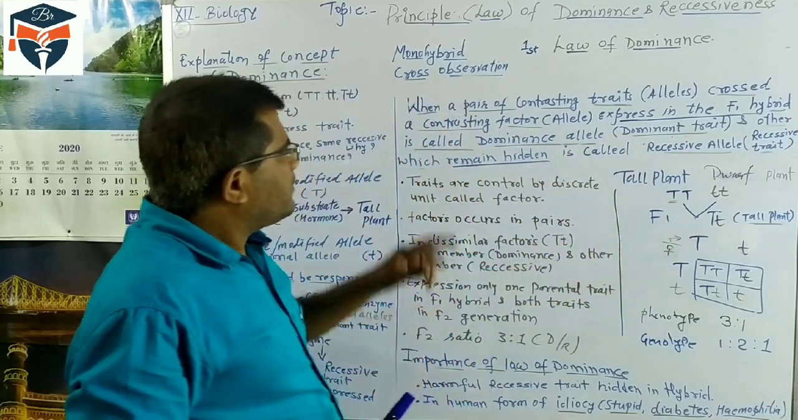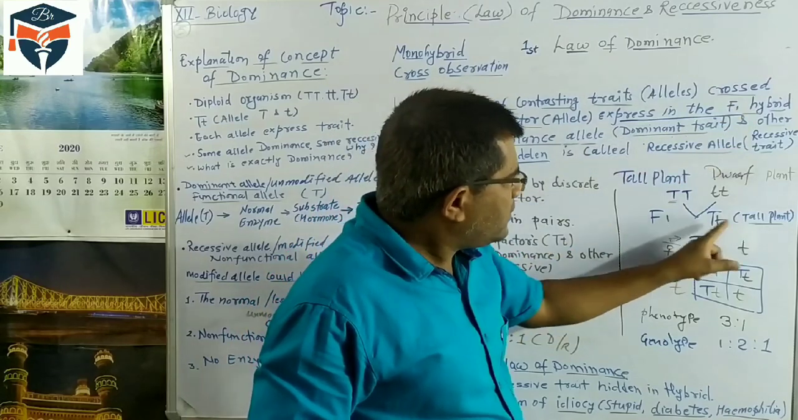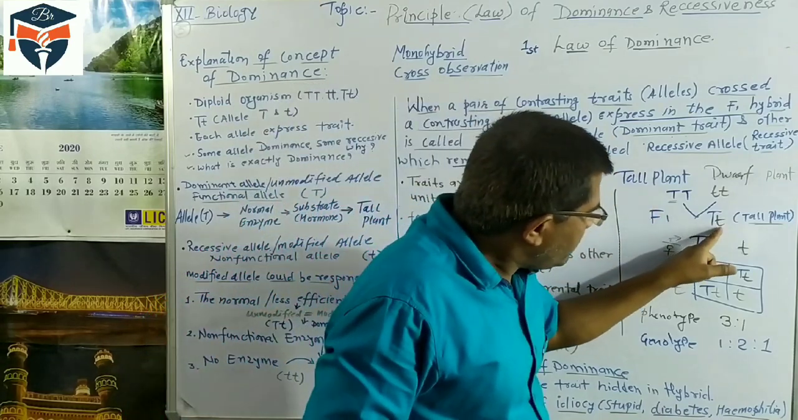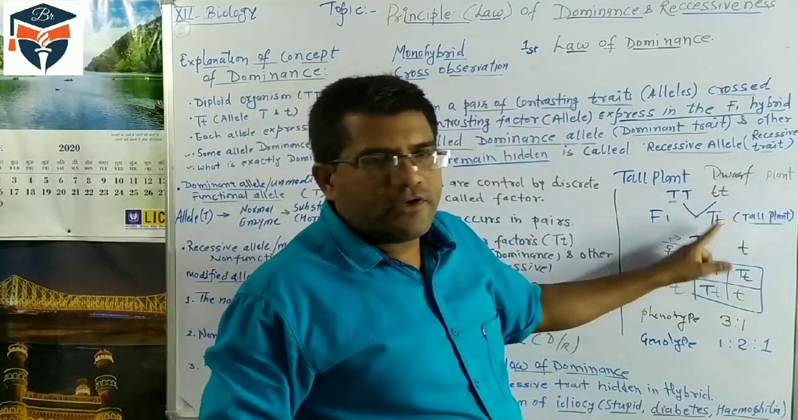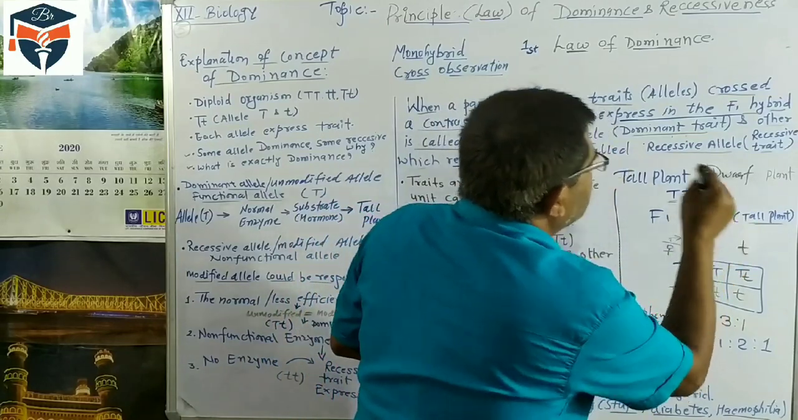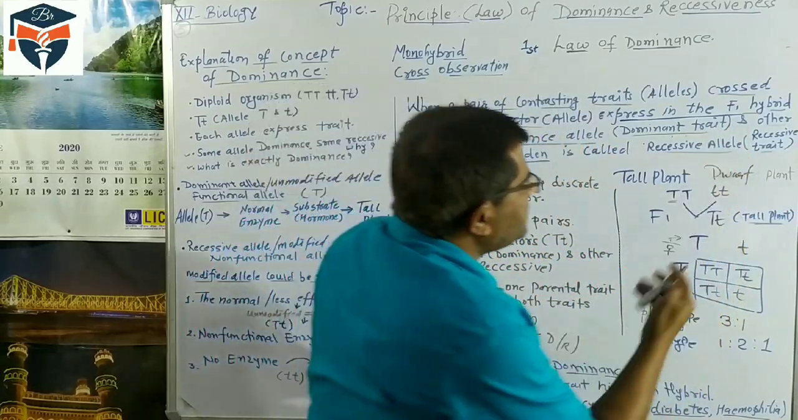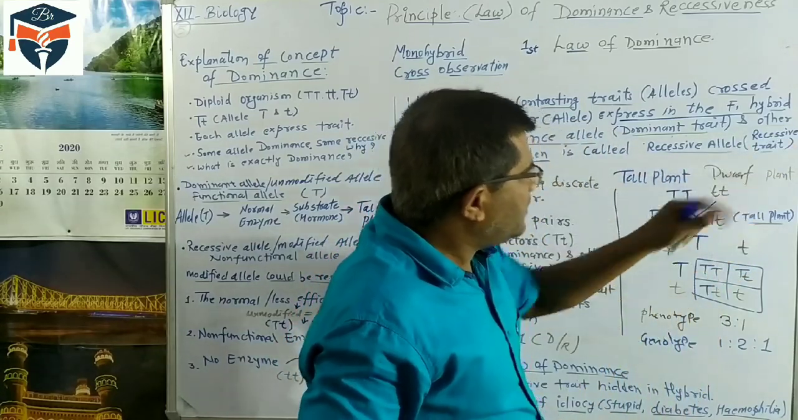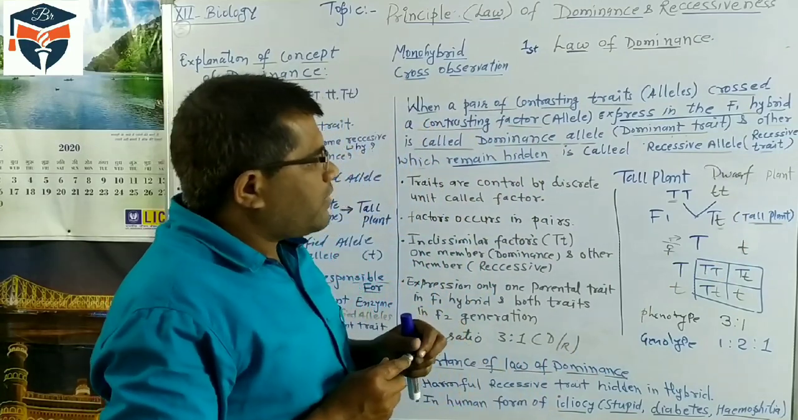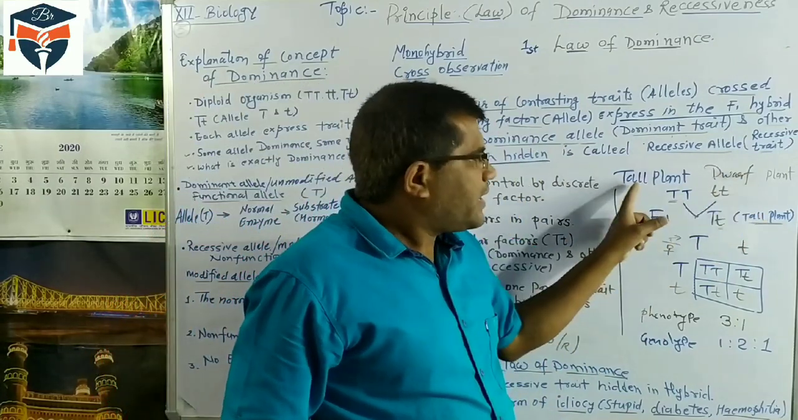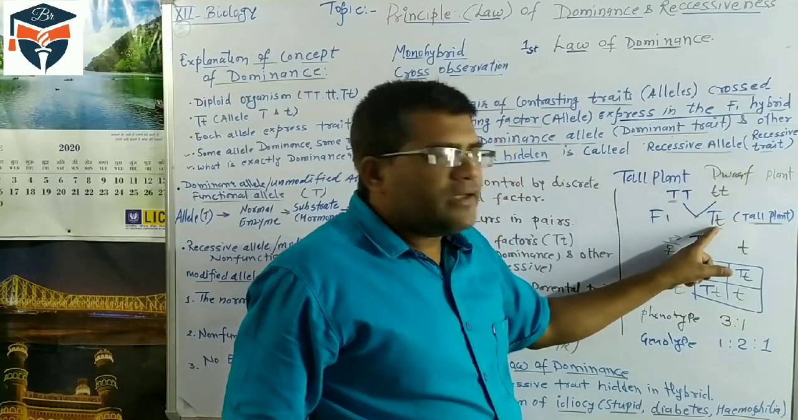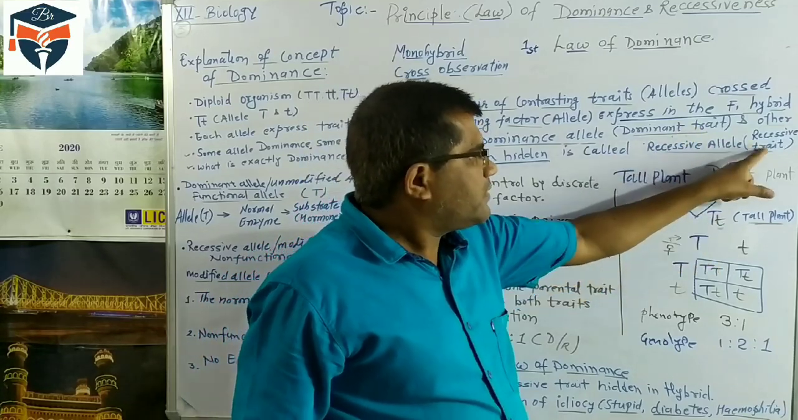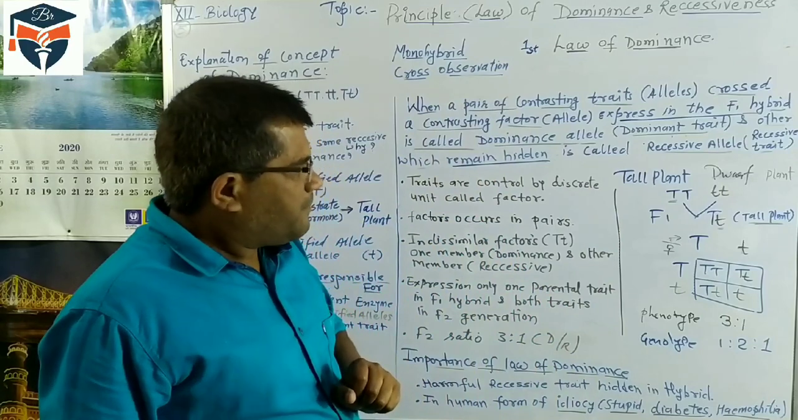In the F1 generation, the allele which is expressed is called the dominant allele and its characteristic is called the dominant trait. In this F1 generation, small t is also present, but this allele does not express. A dwarf plant is not obtained. So this allele is called the recessive allele and its characteristic is the recessive trait. It means the character which appears in the F1 generation is the dominant trait, and the one hidden in the F1 generation is the recessive trait.